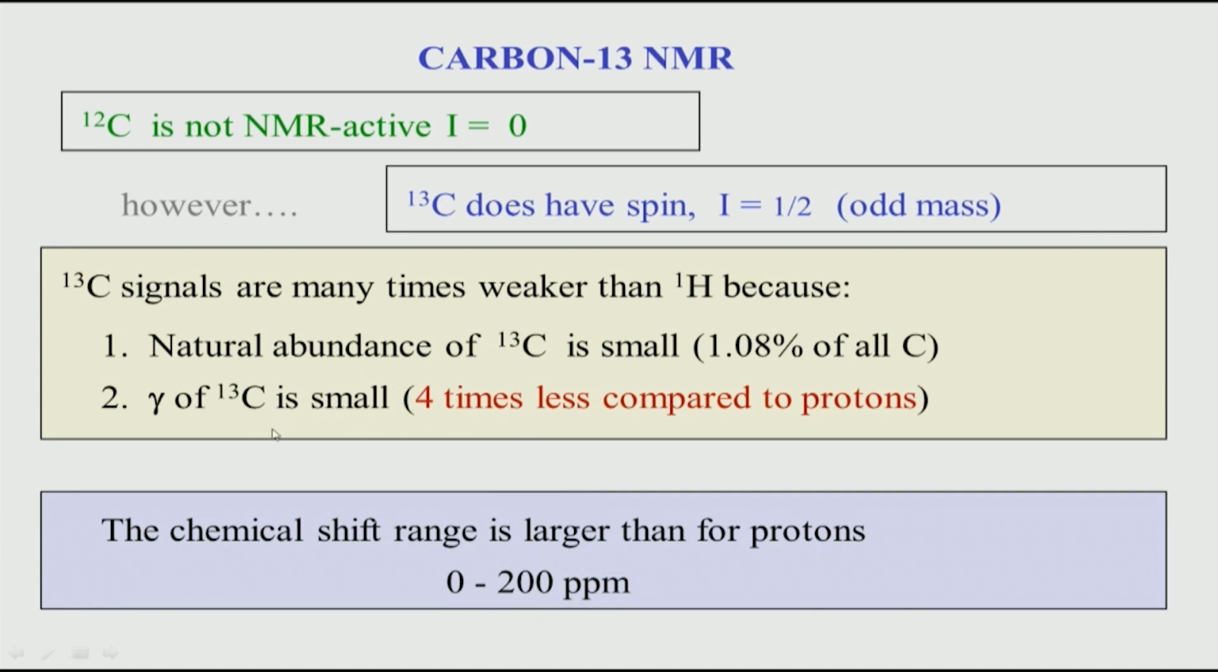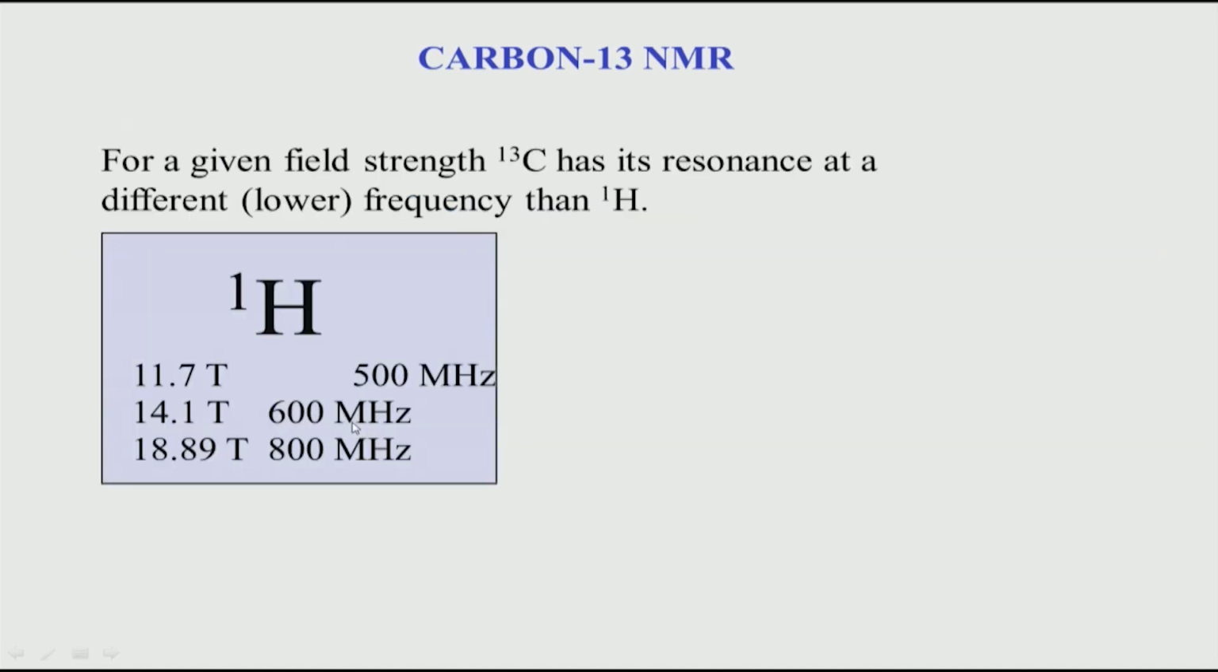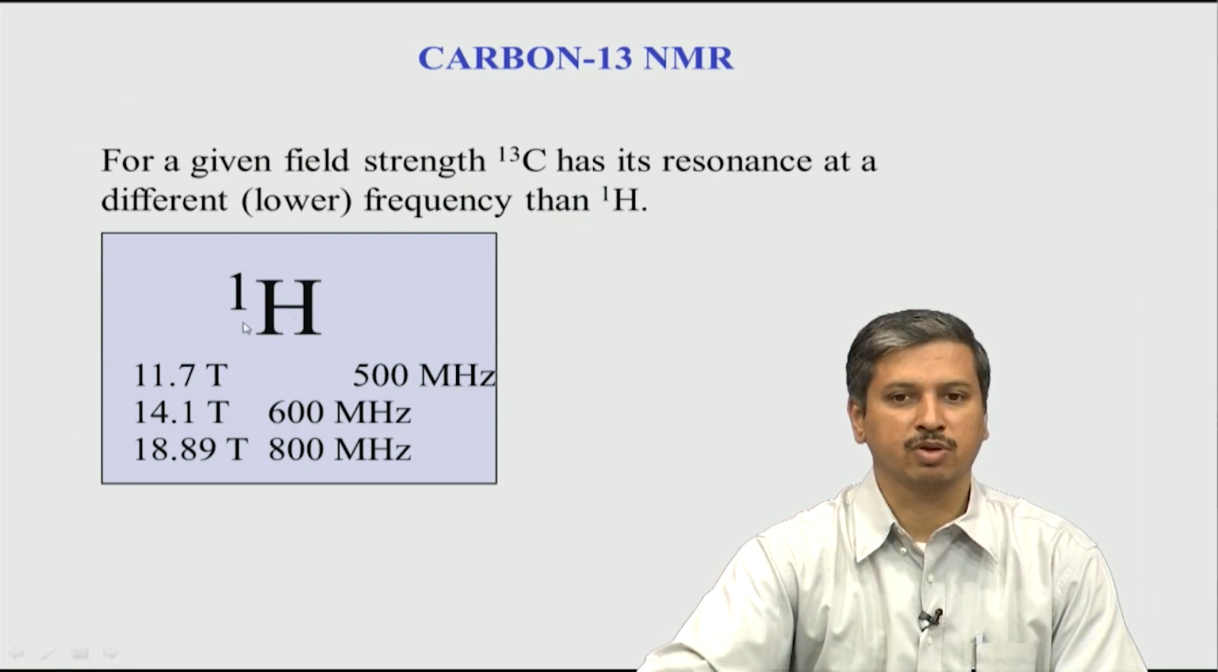So, remember carbon gamma is now small. So, we have to look at how the frequency of gamma changes with respect to proton. This is shown here. When we look at protons, let us say we have a spectrometer which is operating at 500 megahertz, then the magnetic field for that corresponds to this value.